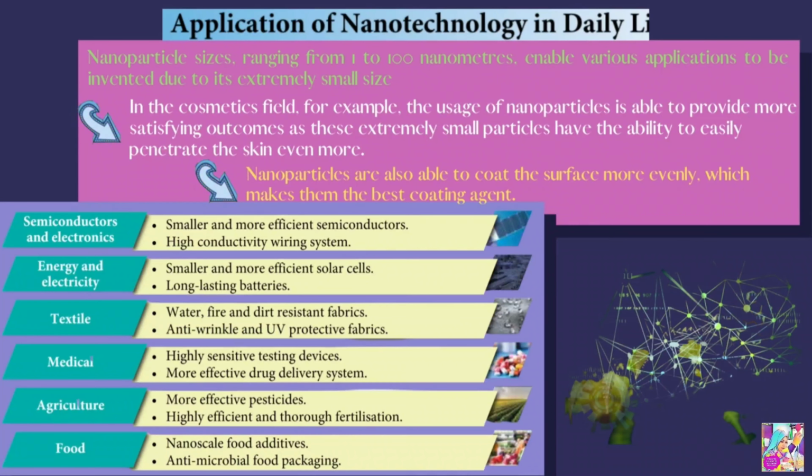That's the function of nanotechnology used in the textile industry. For the medical field, we use nanotechnology because of highly sensitive testing devices and more effective drug delivery systems. For agriculture, more effective pesticides and highly efficient and thorough fertilization.